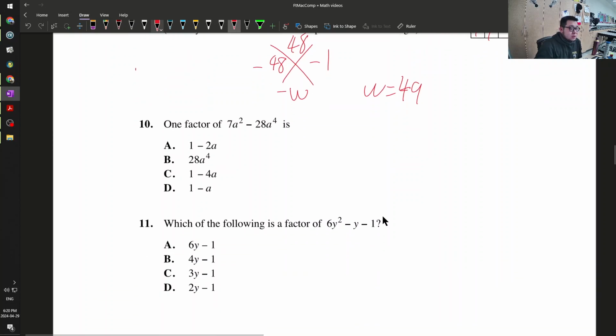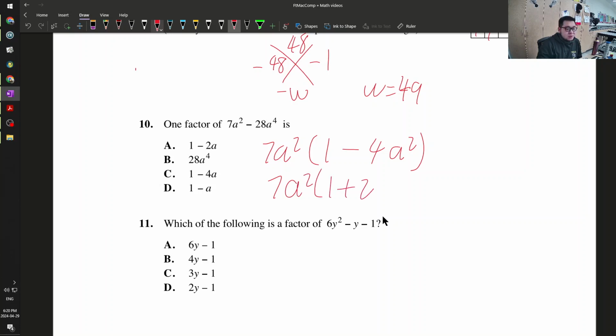Okay, 10. The factors of 7a squared minus 28a to the power of 4. So common factor 7a squared. 7a squared times 1 minus 28 divided by 7 is 4, and a to the power of 4 divided by a squared is a squared. Now we have a difference of squares. 7a squared times 1 plus 2a times 1 minus 2a. Answer is A.